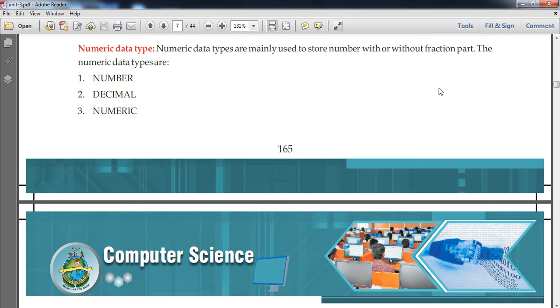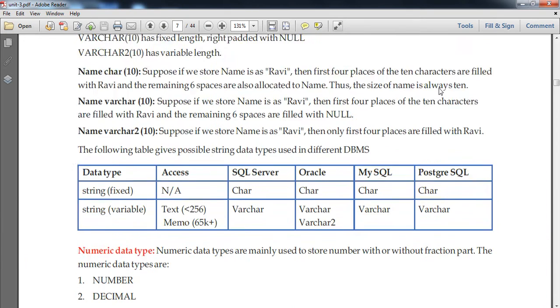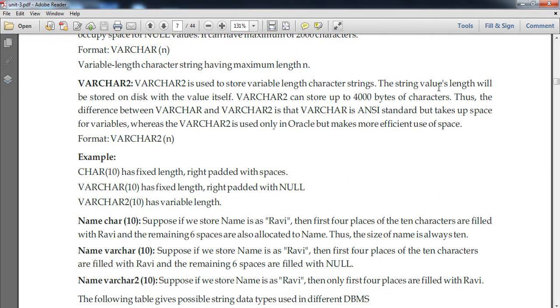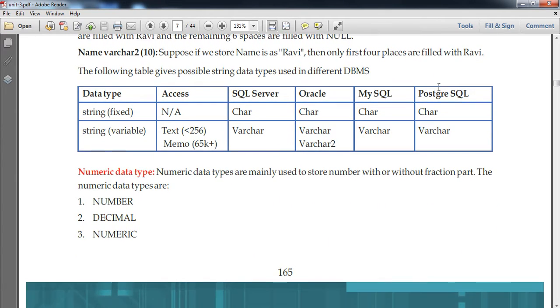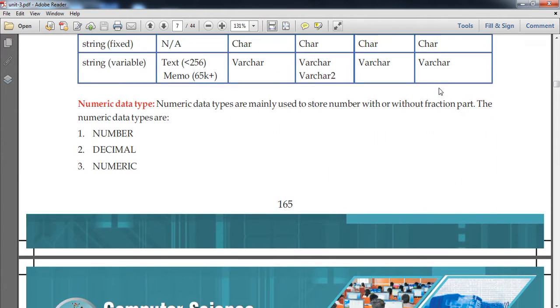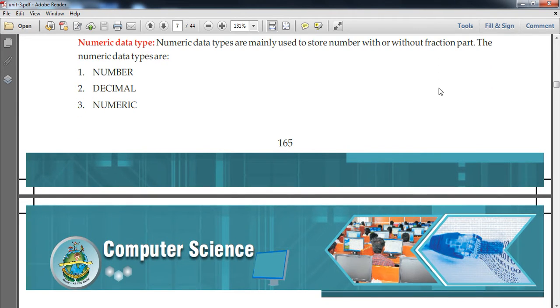In the last video, we learned the data types. In it, we covered the data type of characters. Now we are going to complete the remaining two data types, that is number data type and date data type. So here, number data type: a numeric data type is a data type mainly used to store a number with fraction or without fraction.